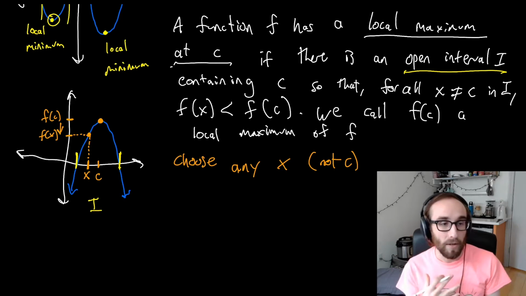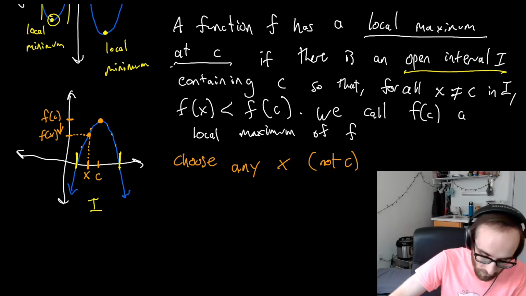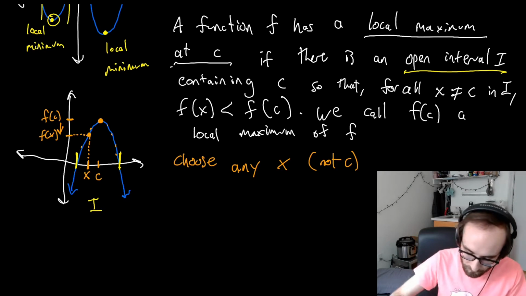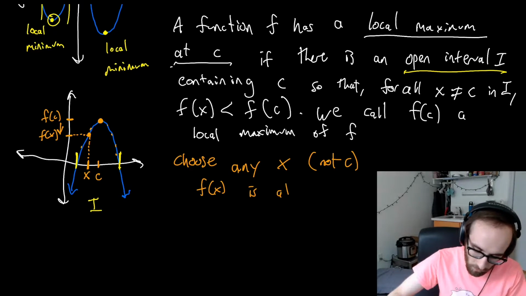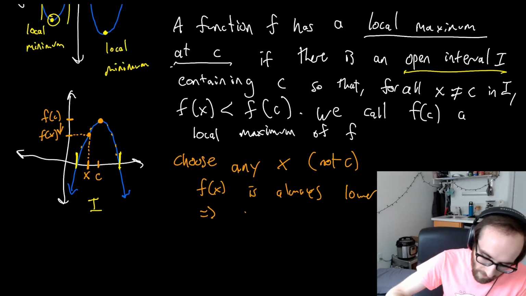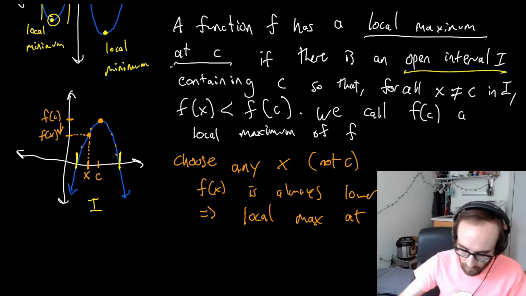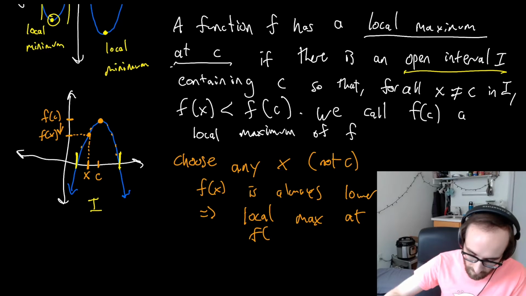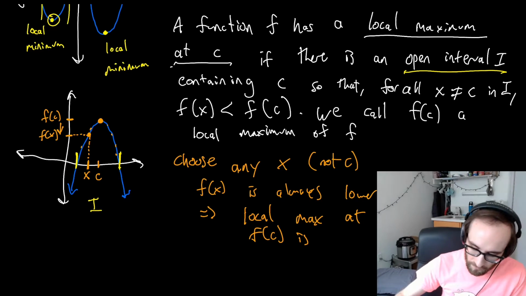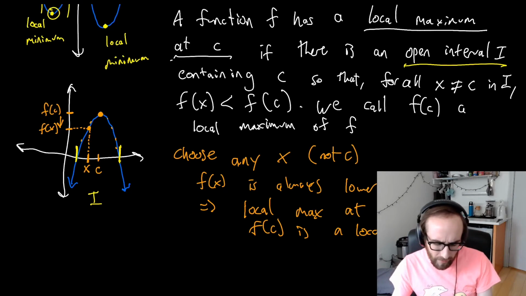the output for C. So that's true for any x that we choose along this curve: it's going to be lower than C. f of x is always in this interval lower than f of C. That implies that we have a local maximum at C, or you could also say that f of C is a local maximum of our function f.